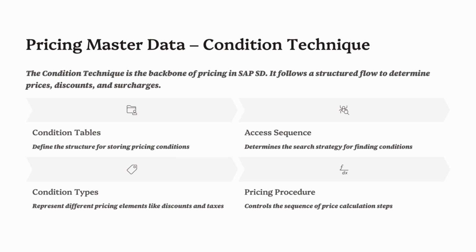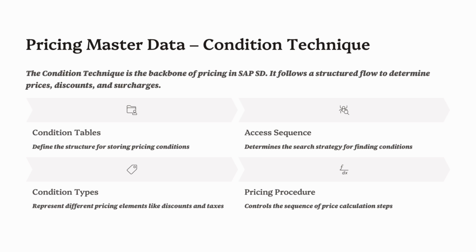How pricing works in SAP SD. When you create a sales order, SAP looks at different condition records to find the right price. These condition records are based on combinations of key fields like customer, material, sales organization, distribution channel. Each condition record belongs to a condition type, such as PR00, base price; K004, material discount; K007, customer discount; MWST, tax.